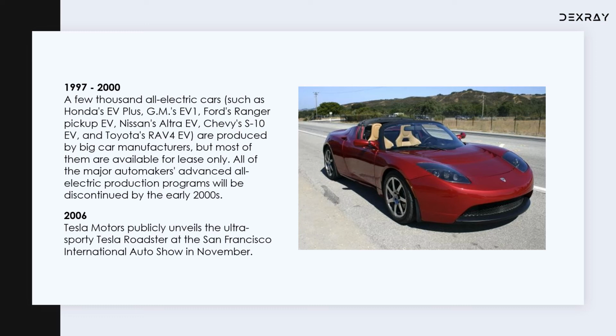It was only in 2006 that Tesla Motors publicly unveiled the ultra-sporty Tesla Roadster at the San Francisco International Auto Show in November. In 2008, it started selling, and one of its biggest features was its range. It had a range of 393 kilometers, which the world had never witnessed before.